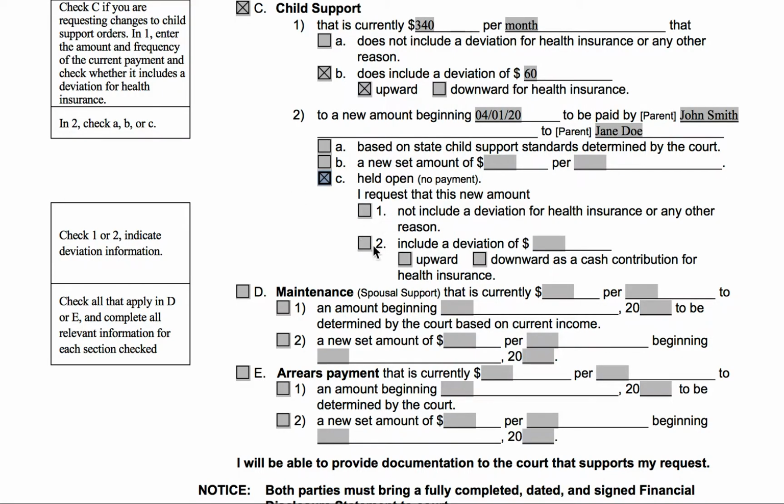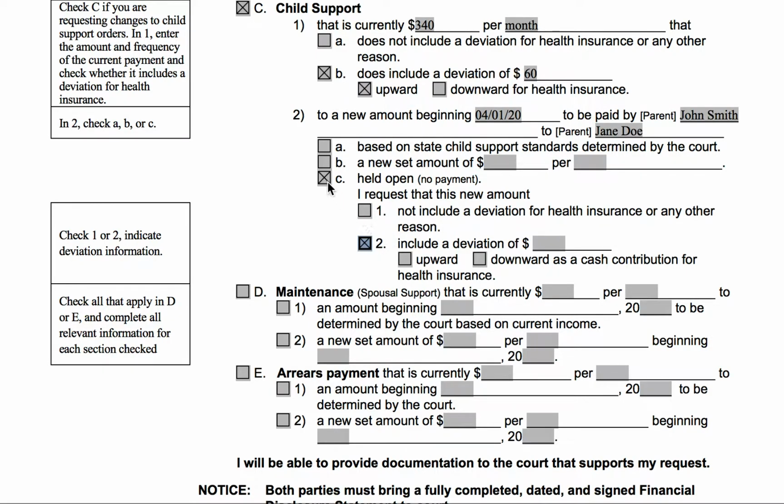And so then down here, this section is talking about whether the new amount is going to deviate for health insurance. Up here we talked about whether the amount was going to deviate for health insurance. Down here you'll also talk about whether the new amount you're proposing is going to deviate for health insurance. So one is if you're saying no health insurance deviation, so that's if you want it to be none. For some people, let's say you pay for the child's health insurance, you might say, well, I want the other person to pay a little less or a little more. So that would go under 2 if you're wanting to deviate for health insurance.